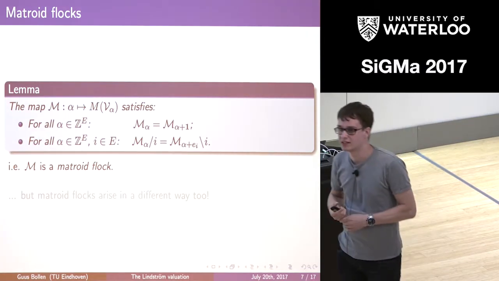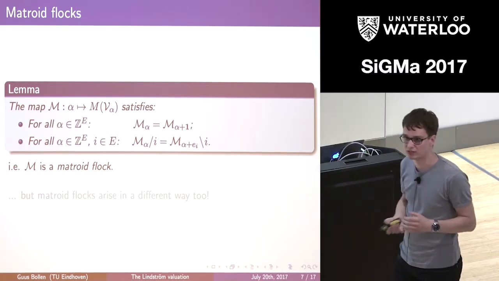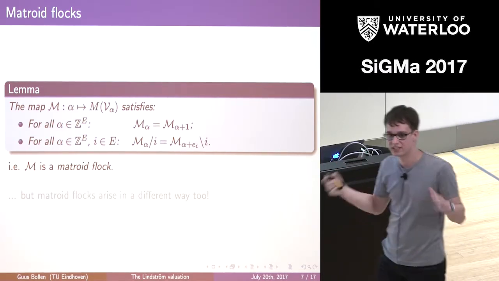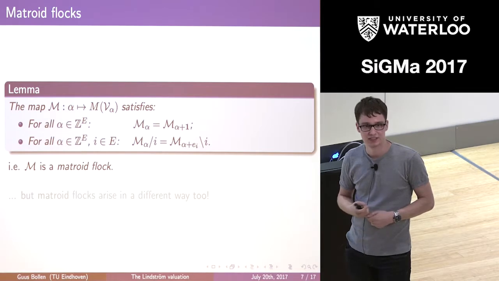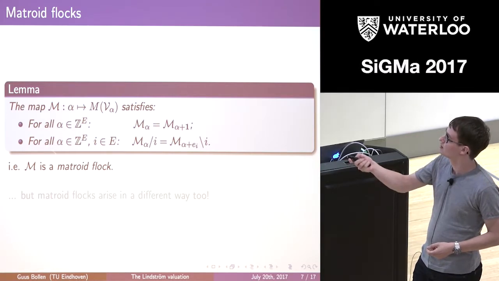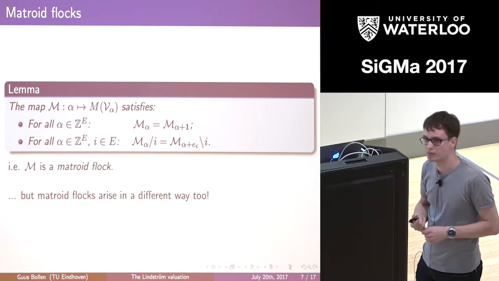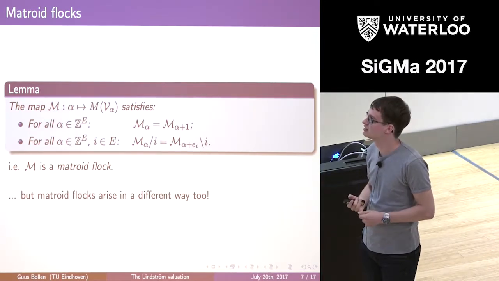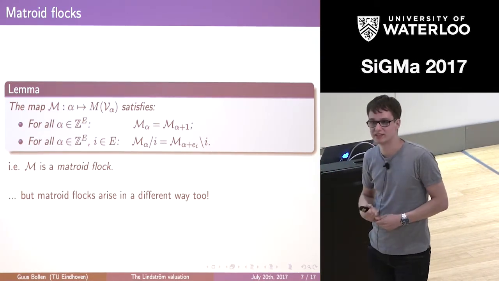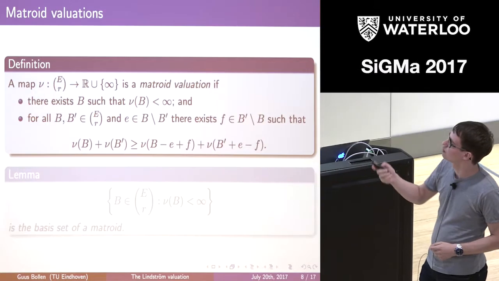Now, if we take these linear representations of matroids, we have linear spaces for each integer vector alpha. And if we forget the linear representation, but only remember the matroid it represents, then we get a matroid flock with similar axioms. And if you've seen my talk about this last year, then we did not know yet that matroid flocks arise in a different way as well. And that's what we're going to do now.